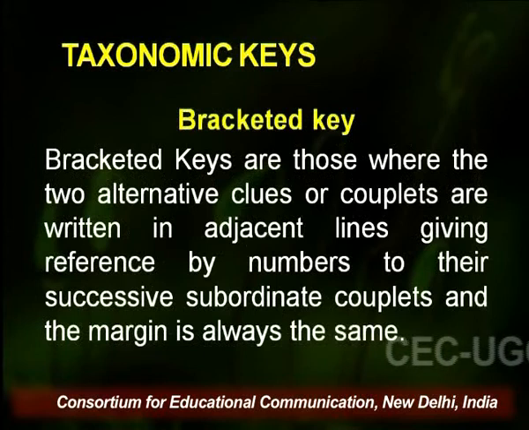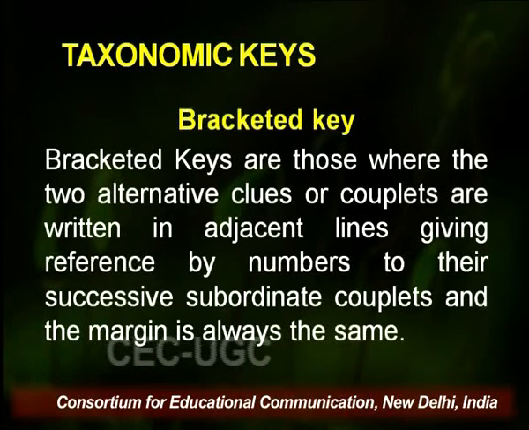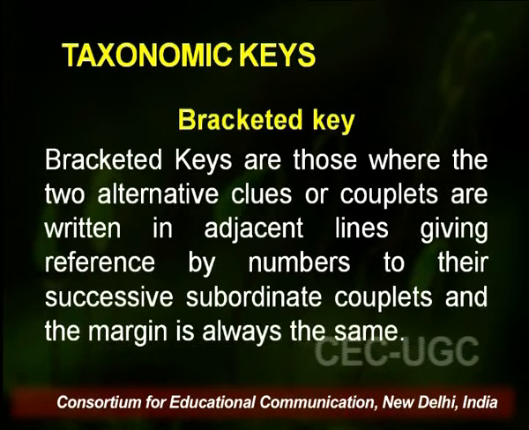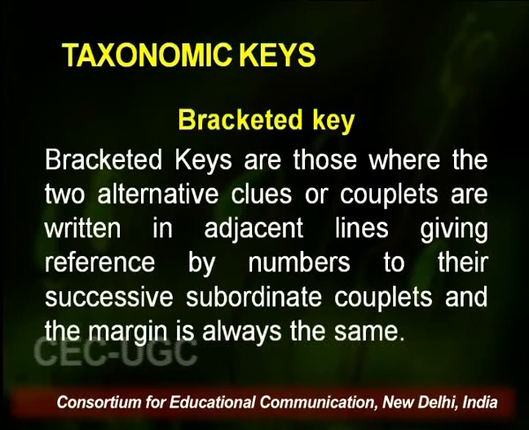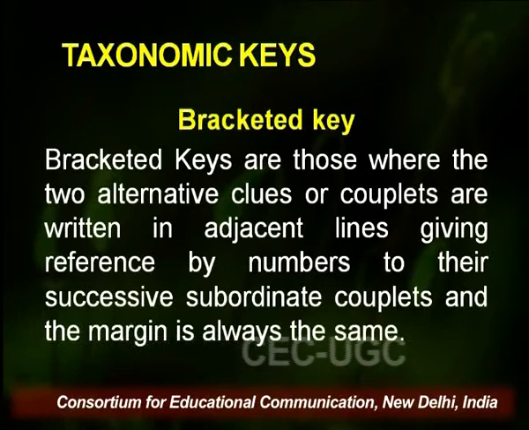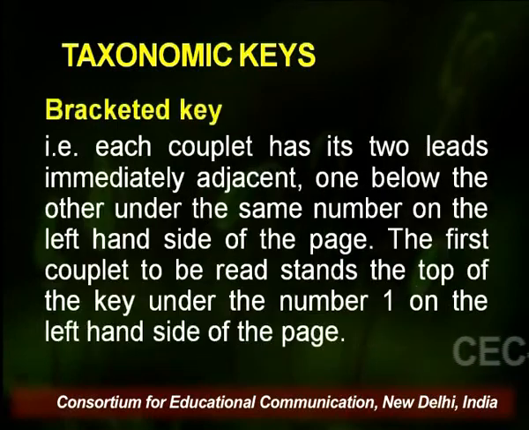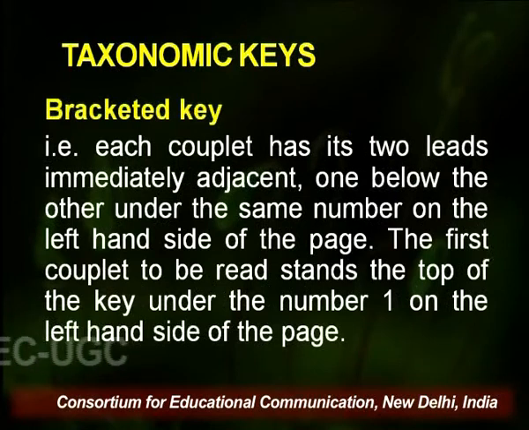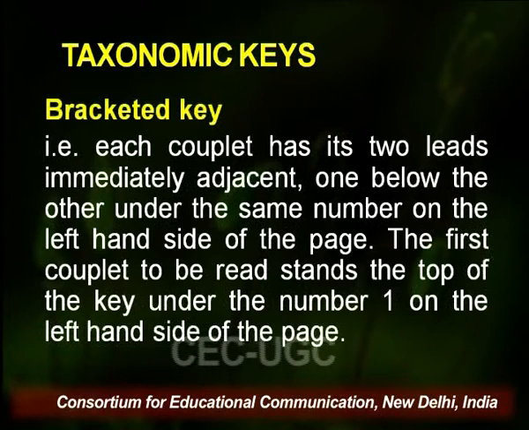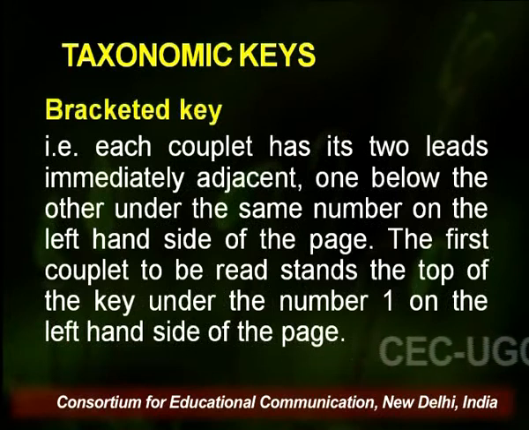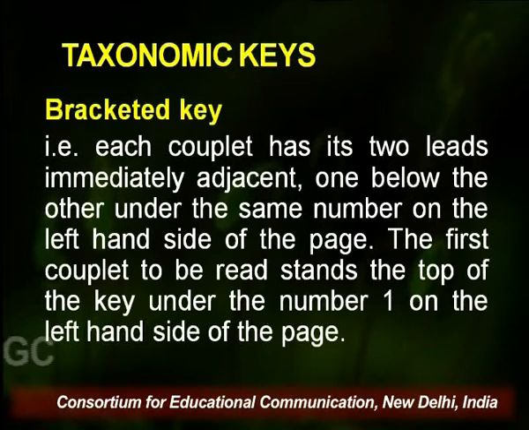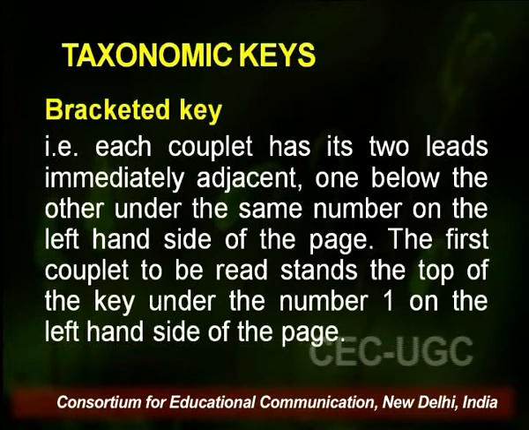So, what are bracketed keys? They are those keys where two alternative clues or couplets are written in adjacent lines, giving reference by numbers to their successive subordinate couplets, and the margin is always the same, unlike in the indented one which I just discussed. Each couplet has its two leads immediately adjacent, one below the other, under the same number on the left hand side of the page. The first couplet to be read stands on the top of the key under the number 1 on the left hand side of the page.